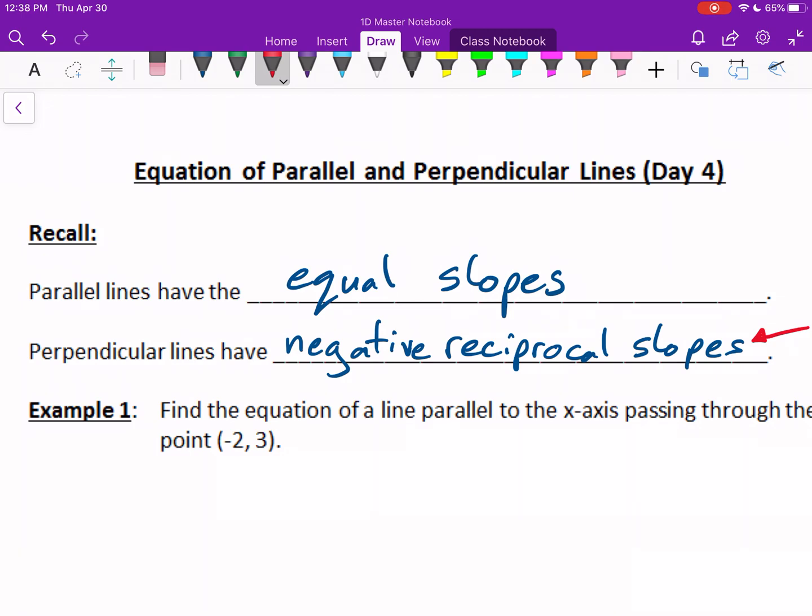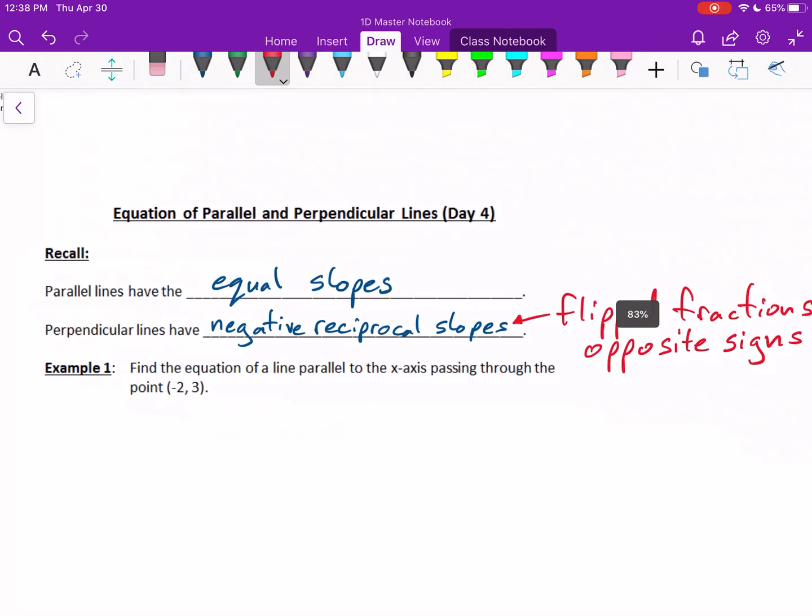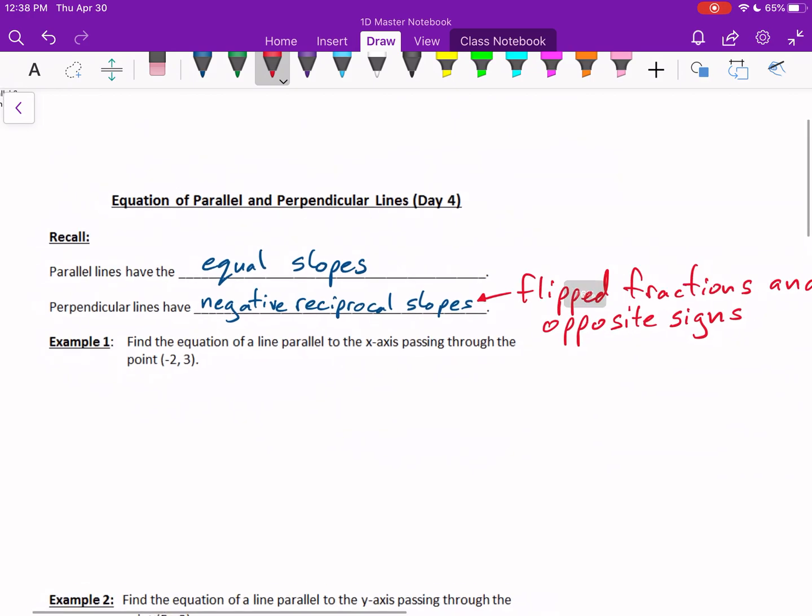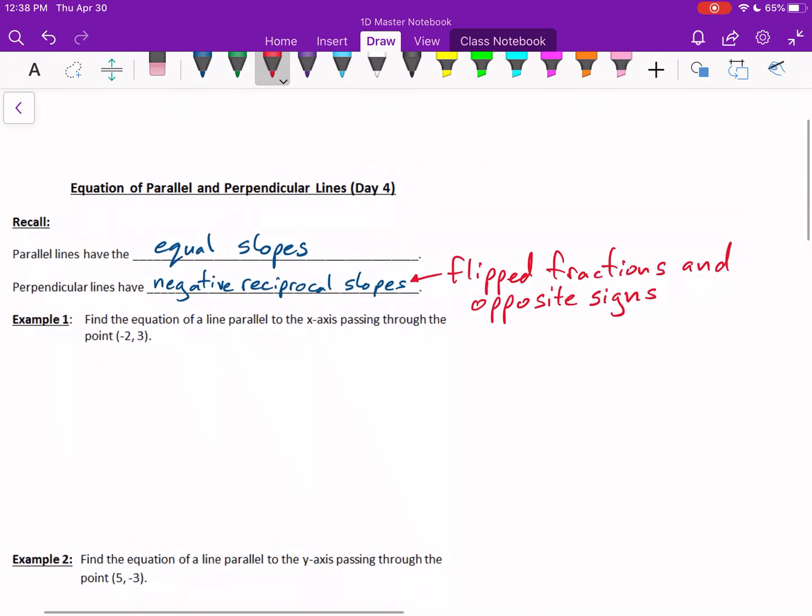Parallel lines have equal slopes. In other words, if I'm looking at the equation, the two slopes will be the exact same. Perpendicular lines have negative reciprocal slopes. So negative reciprocal slopes means, well, the negative part means that they have opposite signs. So if one slope is positive, the other one will be negative.